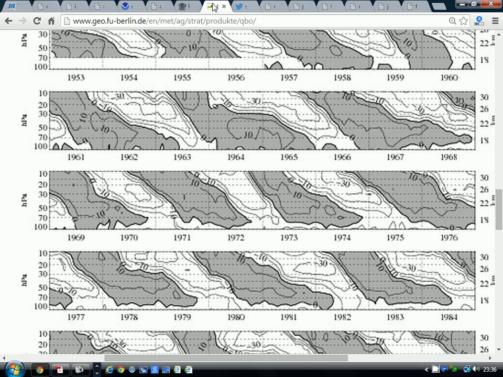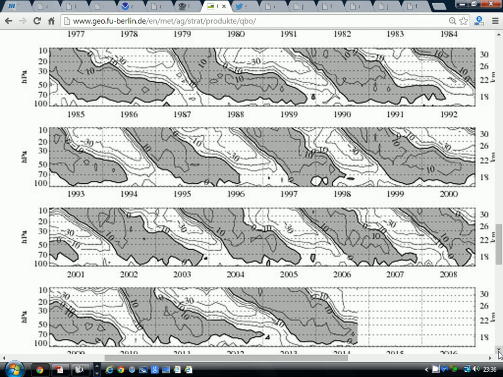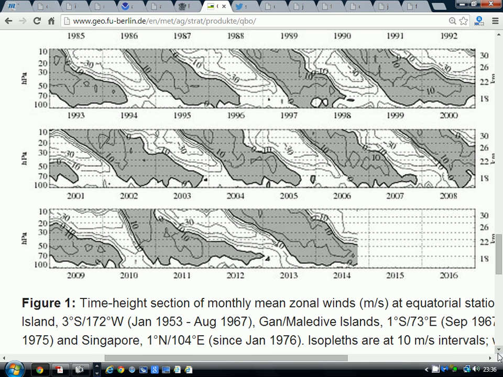Now let's have a look at the QBO next, the quasi-biennial oscillation, and we're also going to have a look at some analogues from my good friend Stuart Markham. I'll explain about that in a moment. But the idea of the QBO is that we're in the easterly phase currently, and that's indicated by these white sections just here. The westerly QBO is indicated by the grey sections just there.